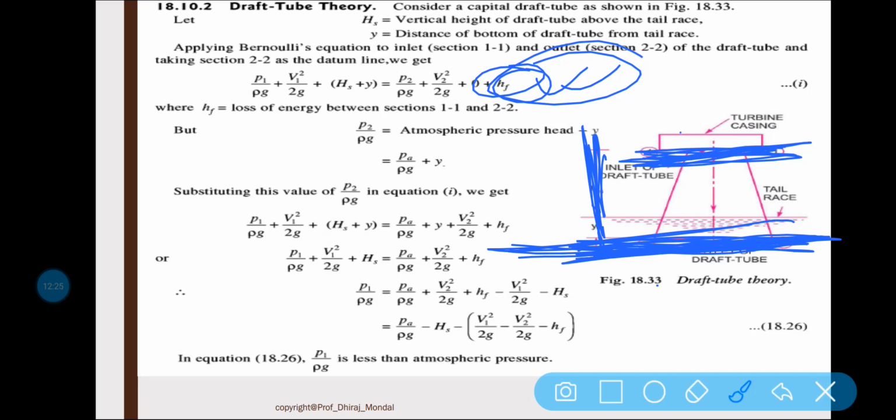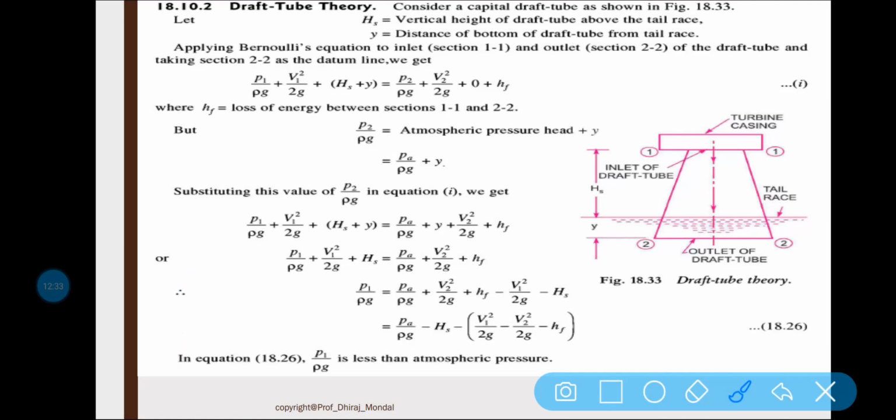So at the outlet, when the water is traveling from 1 to 2, there will be some frictional dissipation, frictional loss. That is why Hf is taken under consideration. Clear? Now P2 by rho g is what? Atmospheric pressure plus Y. Why have I written this?